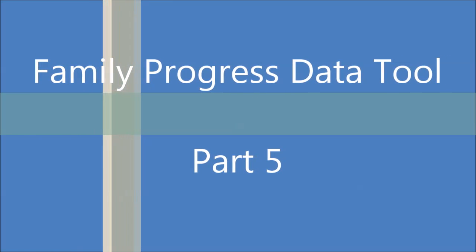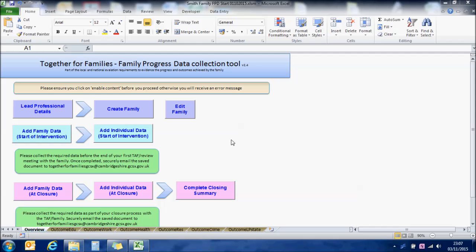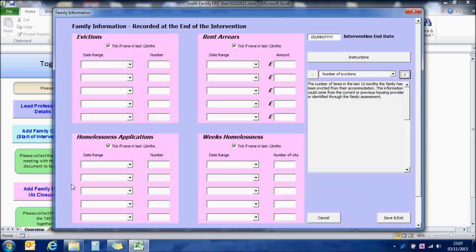Welcome to part 5 of the Family Progress Data instructional video detailing the data required at point of closure. So let's start by going into the Add Family Data at Closure screen. You will see that we are asking for the same 4 indicators as we did at the start, and the same information and instructions are available throughout.